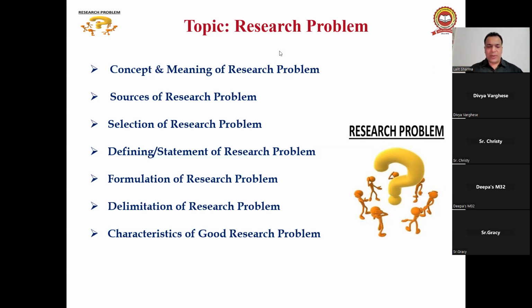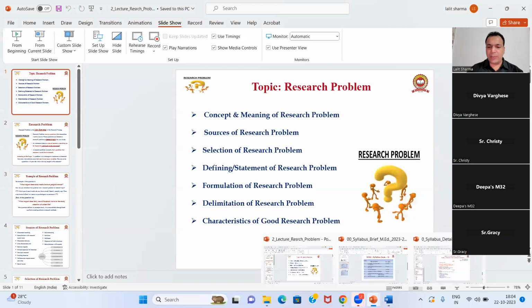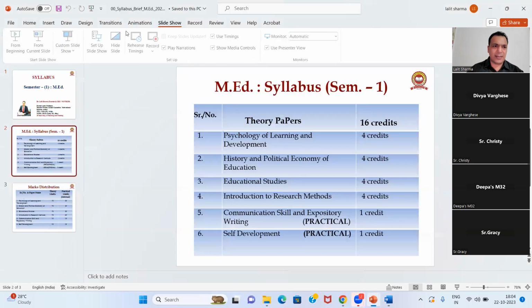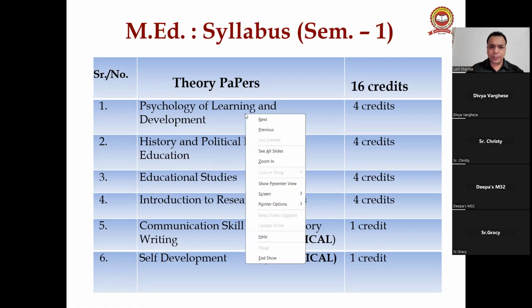Okay, so first of all, before starting this topic, I just want to show you your syllabus, so that you will come to know what we are discussing, right, guys? As you know, this is our first year paper. There are 4 theory papers and 2 practical papers. First paper, psychology of learning and development. Second, history and political economy of education. Third, educational studies. Fourth, introduction to research methods. So we are discussing the lecture paper 1 and paper 4, right?